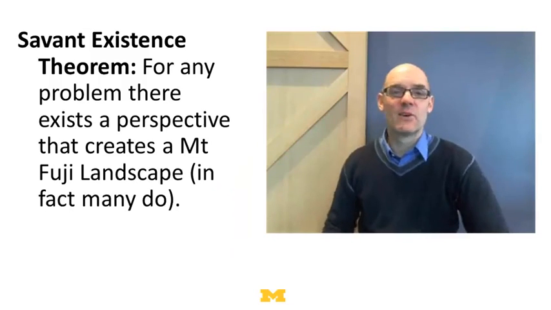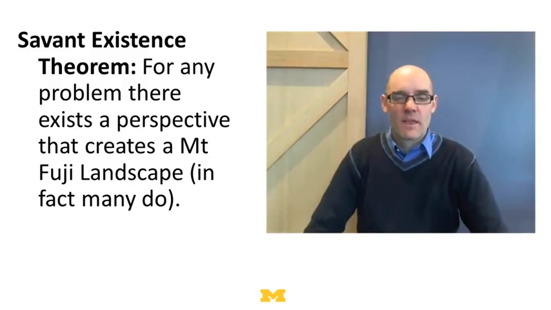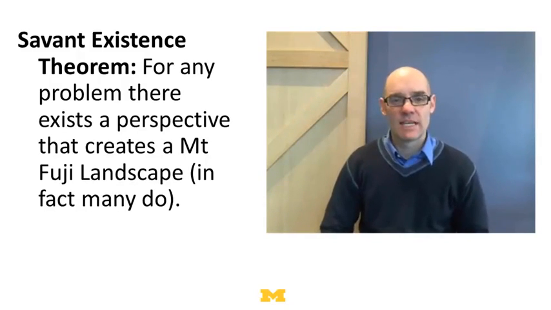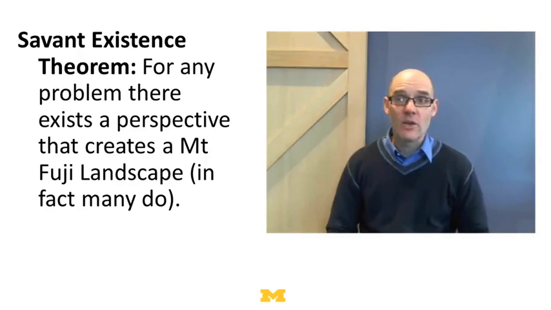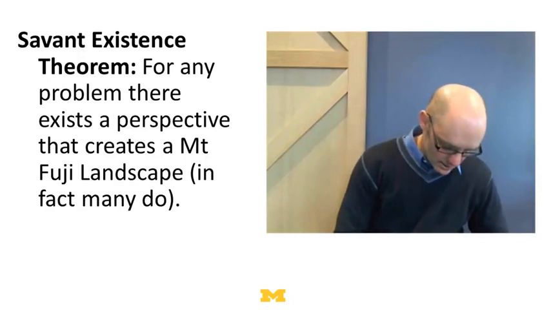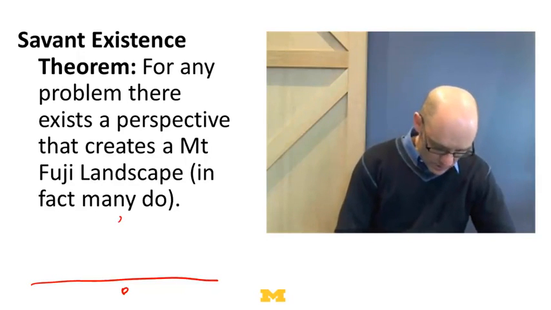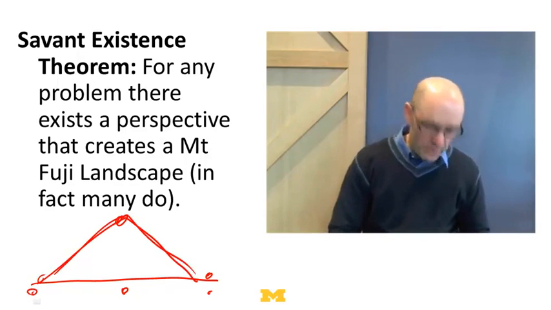That leads to something that I call in one of my books, The Difference, the savant existence theorem. For any problem that's out there, there exists some way to represent it so that you turn it into a Mount Fuji problem. Now, why is that? Well, it's actually fairly straightforward. All you have to do is, if you've got all the solutions represented, put the very best one in the middle, and then put the worst ones at the end, and then just line up the solutions in such a way so that you turn it into a Mount Fuji.